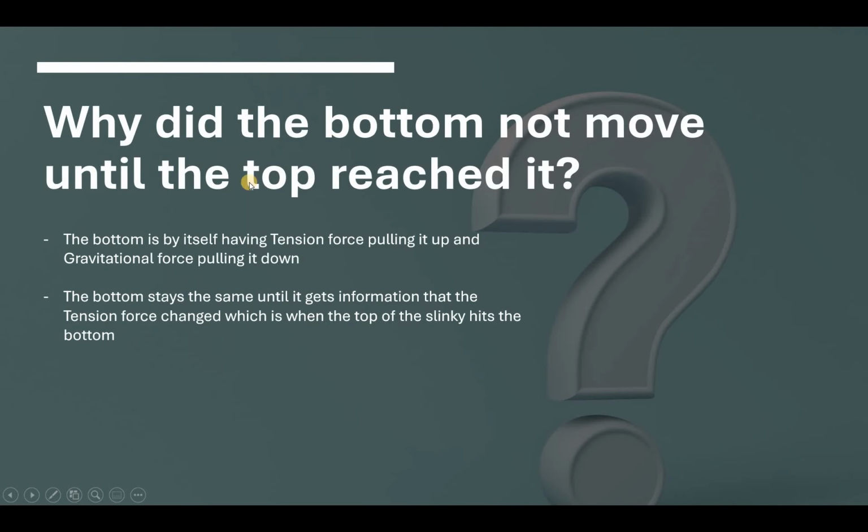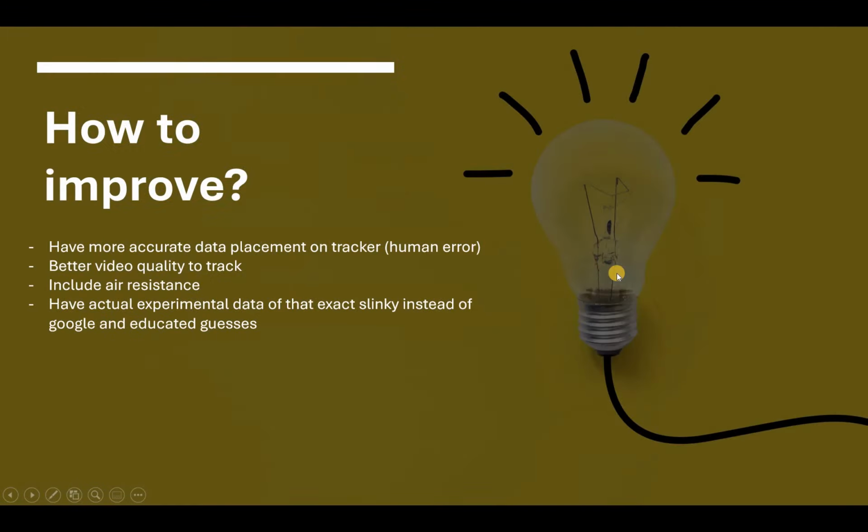So why did the bottom not move until the top of the slinky reached it? This is because the bottom, by itself, has the tension force pulling it up and the gravitational force pulling it down, so it's equal. So the bottom stays the same until it gets information that the tension force changes, which is when the top of the slinky hits the bottom.